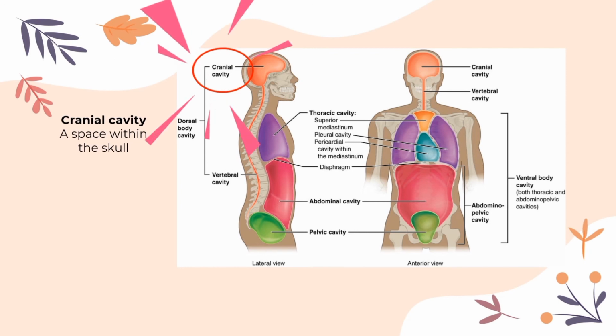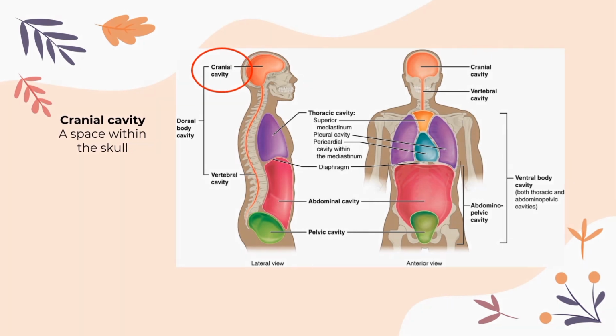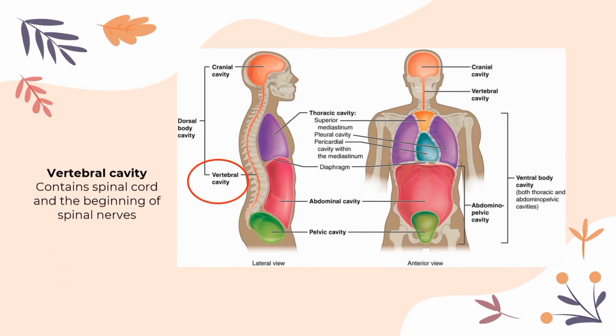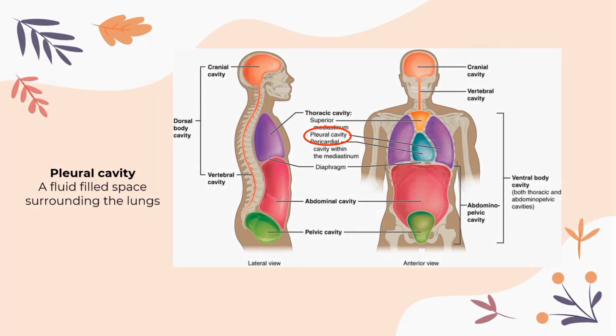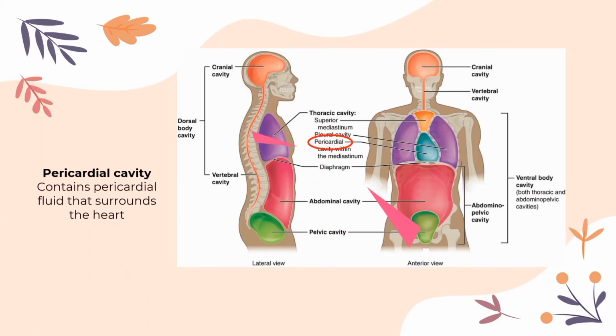The first example of a body cavity is the cranial cavity, which is the space within the skull. Next is the vertebral cavity, which contains the spinal cord and the beginning of the spinal nerves. The pleural cavity is a fluid-filled space surrounding the lungs. The fluid is called pleural fluid. Meanwhile, the pericardial cavity contains pericardial fluid that surrounds the heart.